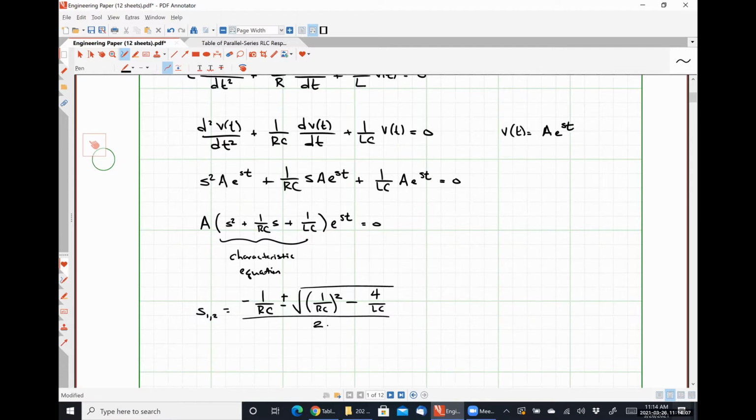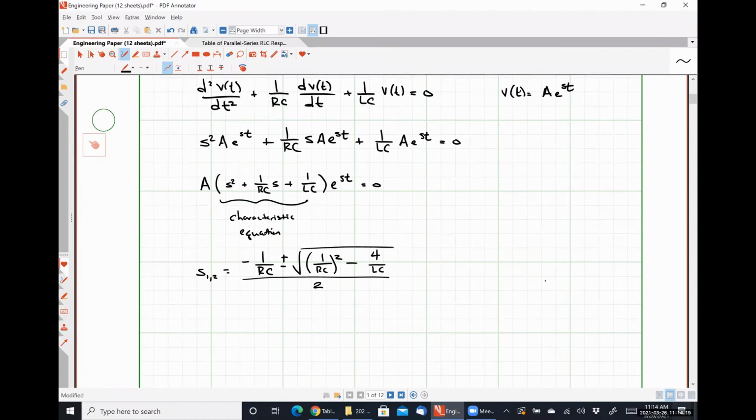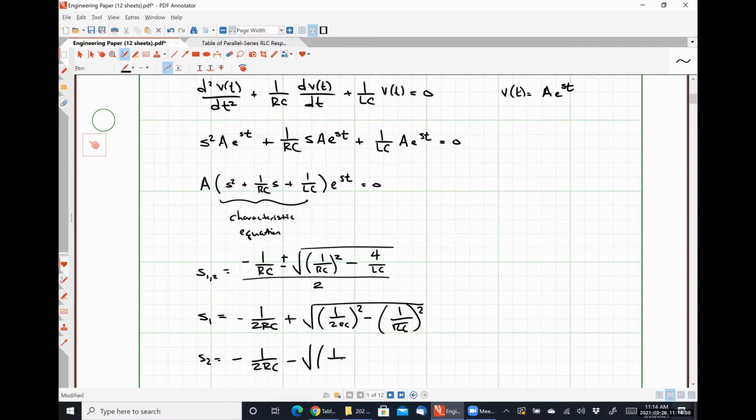So what I'm going to do right now is move this 2 from this denominator into my numerator. And what that is going to do is give me s1 is equal to negative 1 over twice RC plus the square root of 1 over twice RC squared minus 1 over the square root of LC squared, where I'm just simply doing that square root bit arbitrarily, but we'll see why in a moment. And s2 is negative 1 over 2RC minus the square root of 1 over 2RC squared minus 1 over the square root of LC quantity squared, like so.